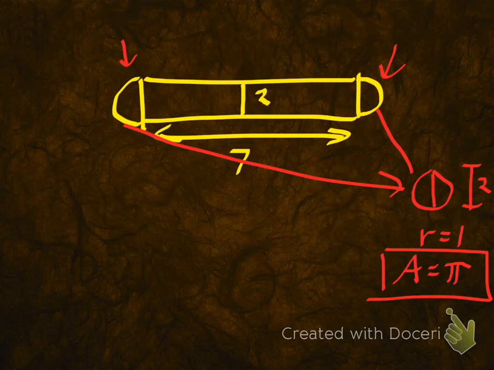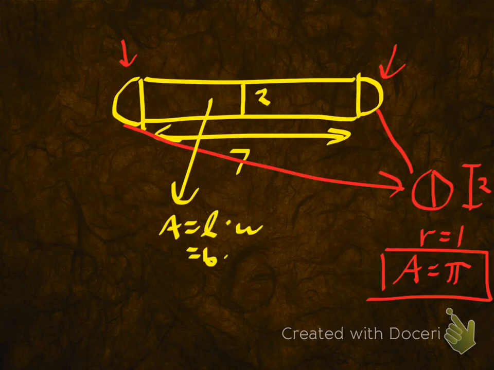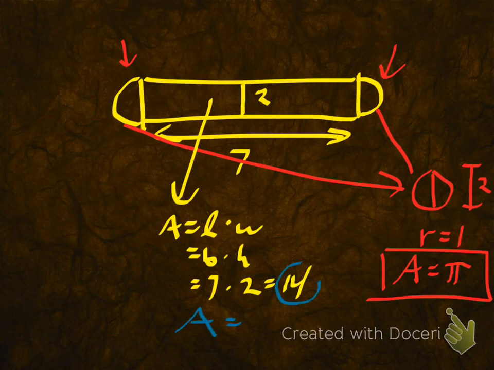The area for the yellow rectangle is just 7 times 2. Oops, sorry, I broke my own rule. Let's go erase that. Okay, the area of the rectangle is going to be length times width, or base times height. You can do that too, base times height. The base, in this case, let's call the 7 the base and the height 2, so you get 14 units squared. And so the area of the whole thing is 14 plus pi.